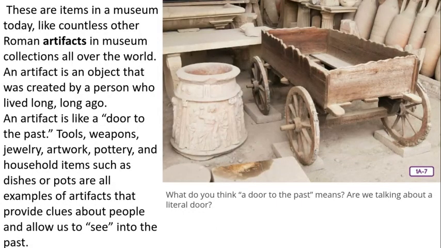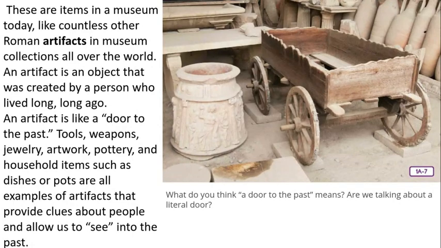There are items in a museum today, like countless other Roman artifacts in museum collections all over the world. An artifact is an object that was created by a person who lived long, long ago. An artifact is like a door to the past. What do you think a door to the past means? Are we talking about a literal and actual door? No, right? A door to the past just means we can look at what the past was like. It's not literal, it's figurative.